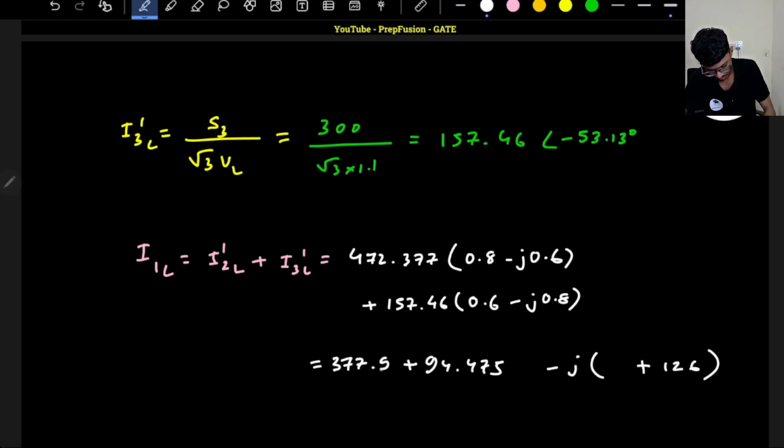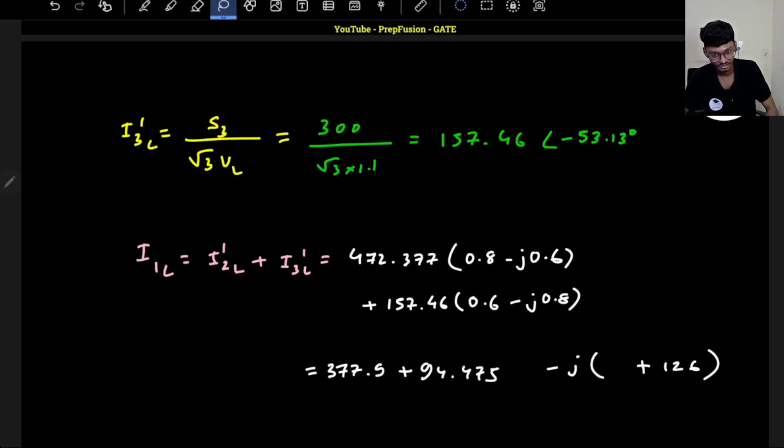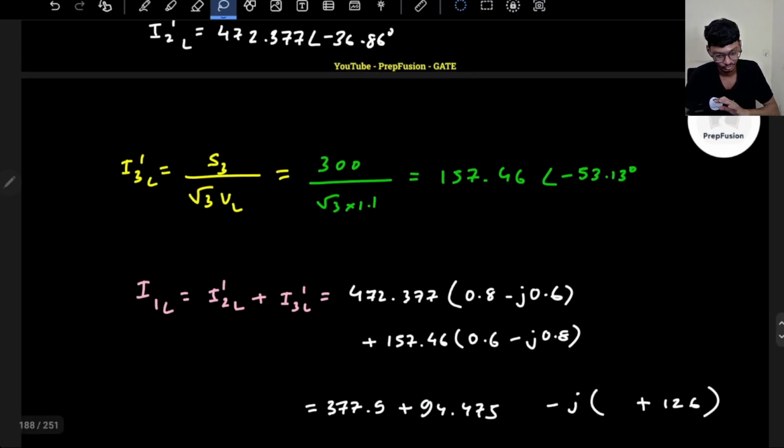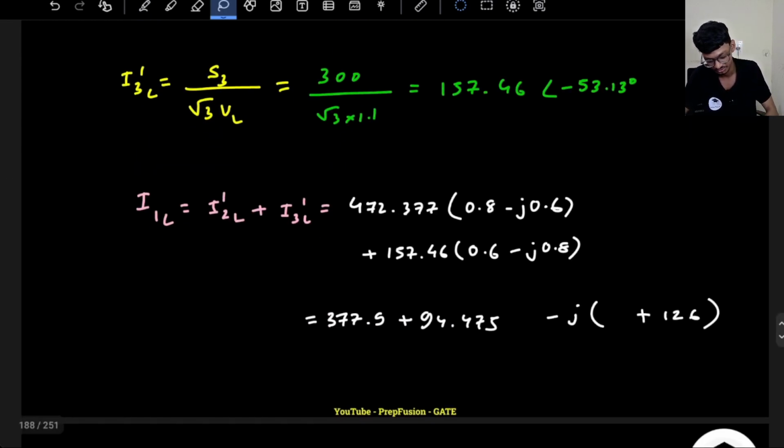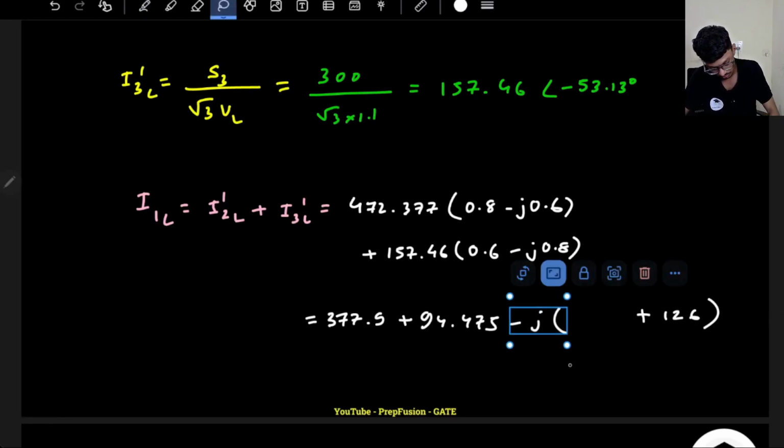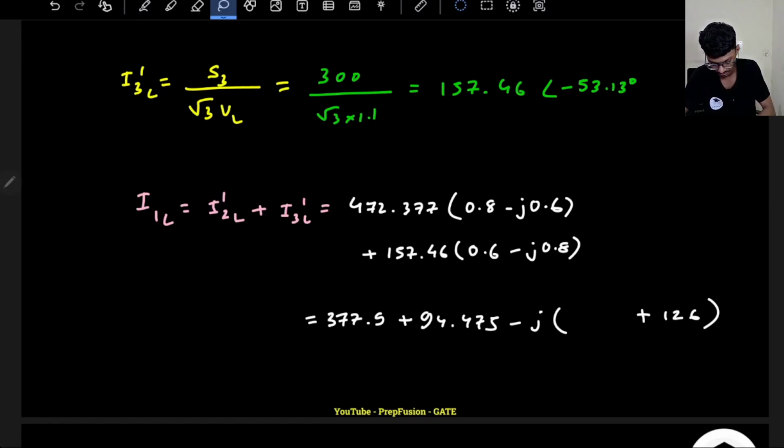377.9. Trust me, when you go and see the solutions in any PYQ book, you will see such a big calculation, and trust me, no one will solve using this method. No one. So you are learning the best thing. Okay, trust me on this. So this will be minus j. So here, 0.6 into 157.46.